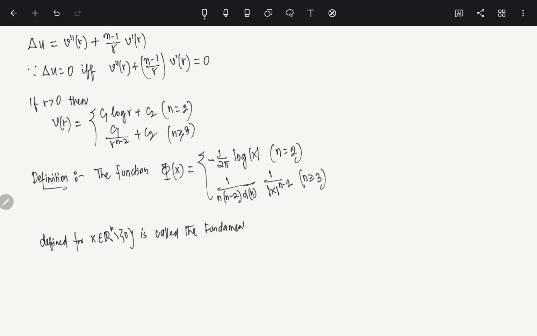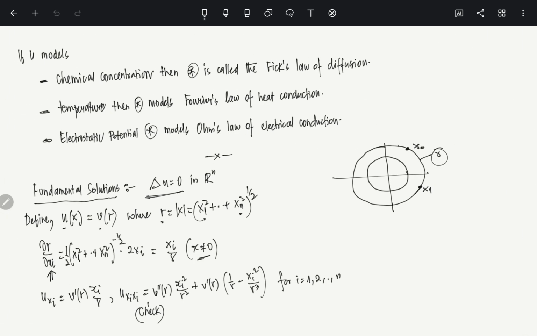I hope this is clear to you. This is a stepping stone of studying the Laplace equation. What we did is, we didn't know whether there is a solution or not. We assumed that there is a solution, and the property of a solution is that it should be radial.